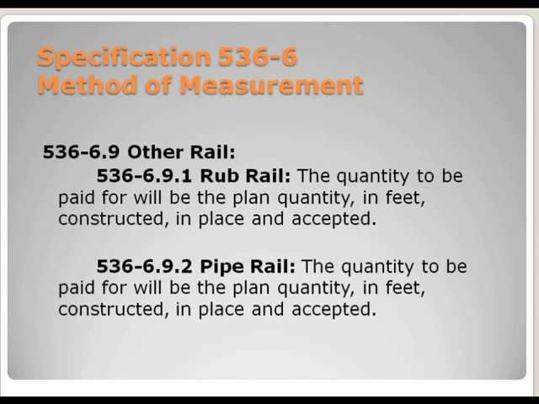Under other rail, we created a new section of 536-6.9.1 for rub rail. The quantity there is to be paid for planned quantity in feet constructed in place and accepted. And then pipe rail is 536-6.9.2, and that quantity, the same thing, planned quantity in feet constructed in place and accepted.